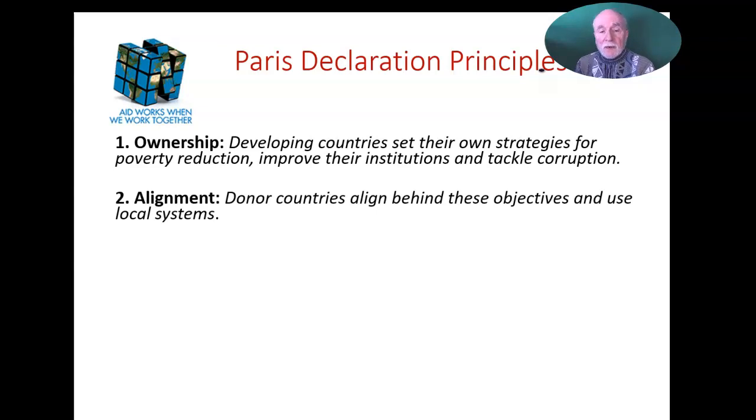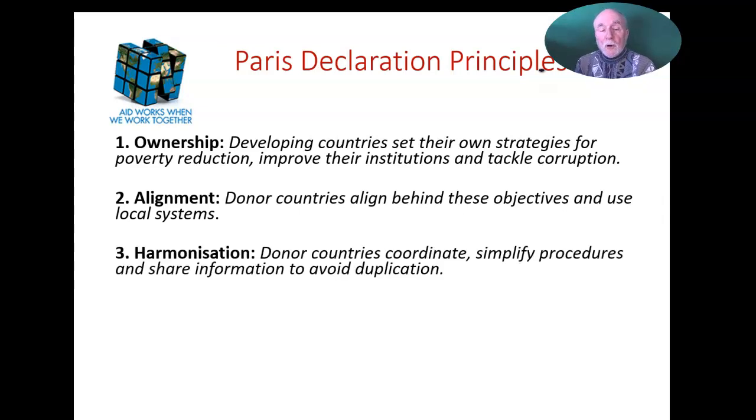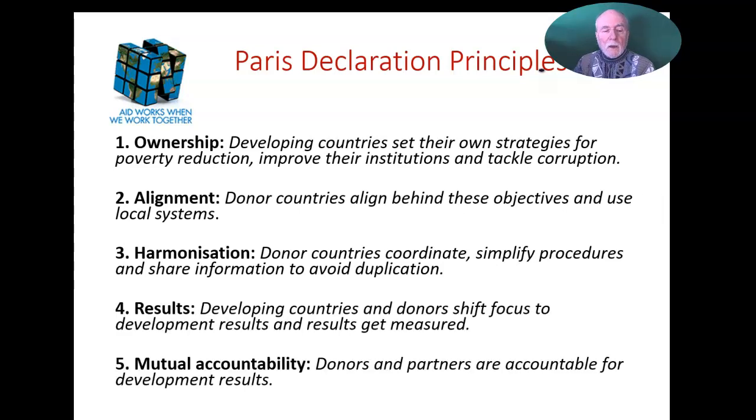The second principle, alignment, called for donor countries to align behind the objectives of the host receiving countries and to use local systems instead of simply their own donor systems for delivering and implementing aid. The third called for harmonization. Donor countries coordinate, simplify procedures, and share information to avoid duplication. The baseline against this new principle was that every donor country doing its own thing, operating autonomously in its own silos. Results. Developing countries and donors shift focus to development results, and results get measured.